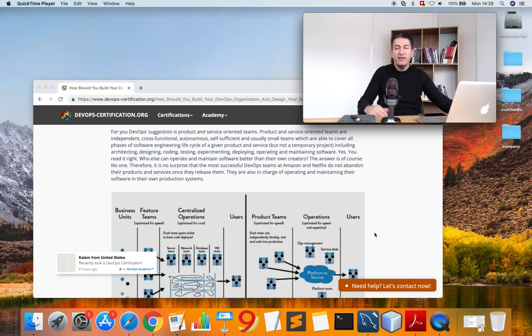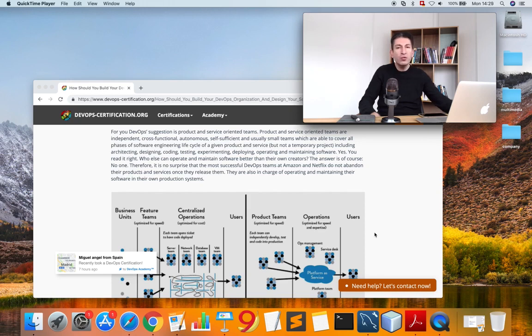And as I said, these teams are also maintaining and operating this software. And you understood this correctly. I am talking here that the same team who developed this software will also be in charge to maintain and operate the software in its own production system. And here the way you should think with DevOps is that who else can operate and maintain software better than their own creators? Of course, no one else.